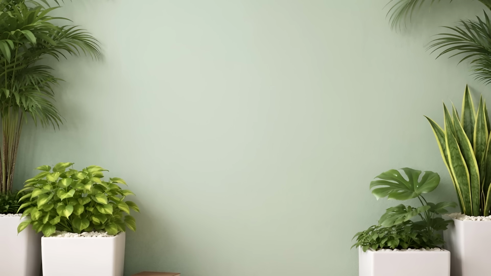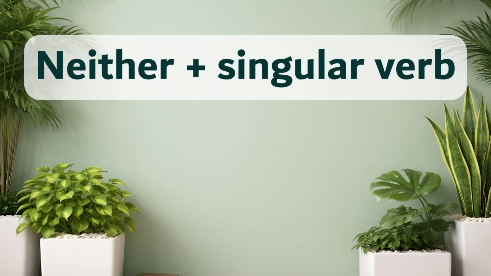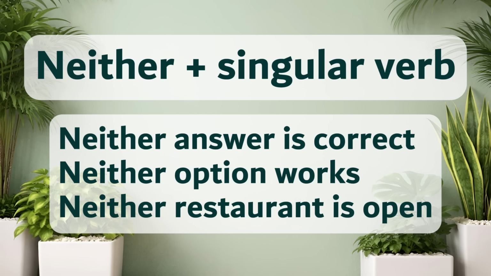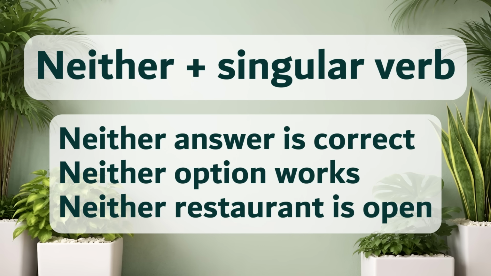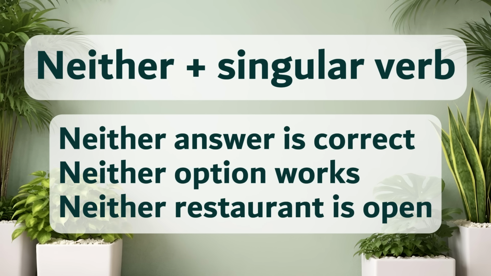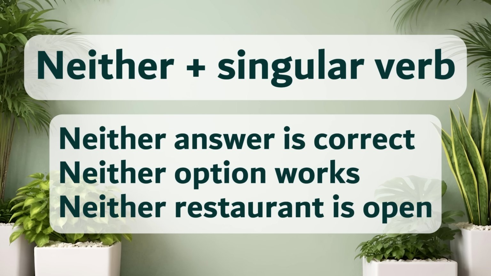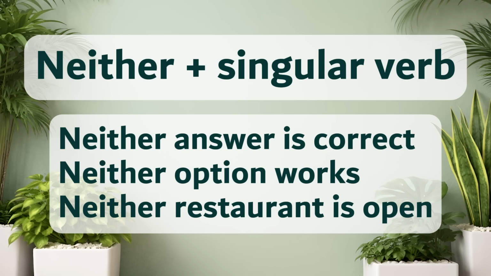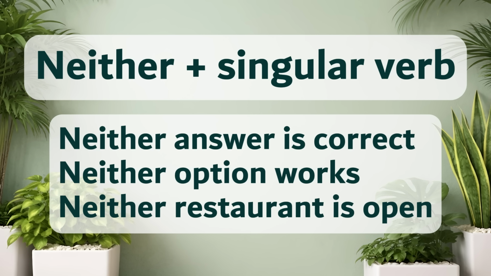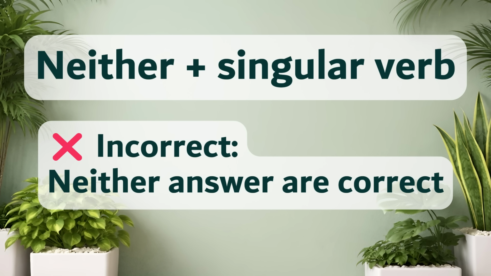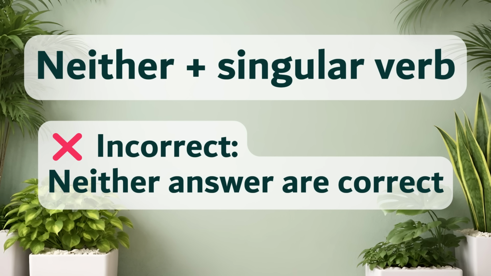Another important point is subject-verb agreement. When neither is the subject of a sentence, we usually use a singular verb. For example, neither answer is correct. Neither option works. Neither restaurant is open. Many learners mistakenly say, neither answer are correct. That is not correct because neither is treated as singular.